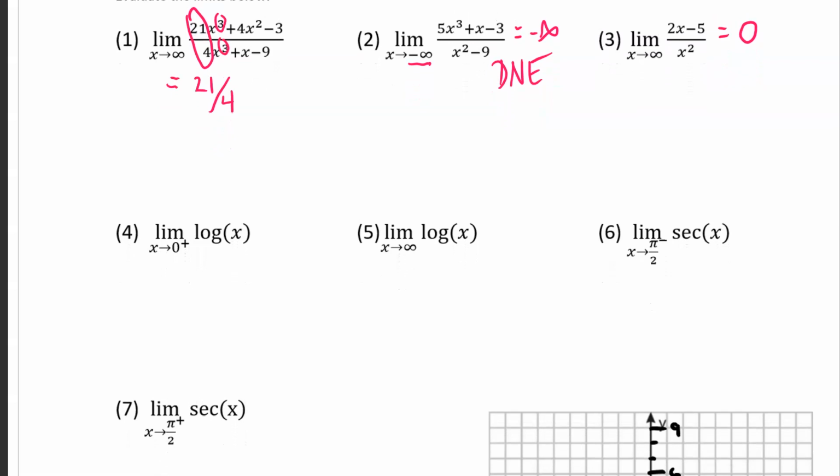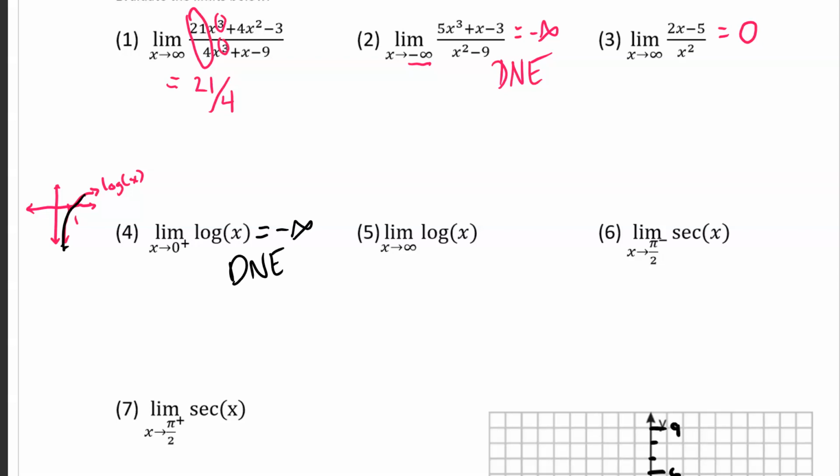Next, we're talking about the log function, so we should remember what that function looks like. It looks like this. It's got a vertical asymptote of the y-axis. So if we're approaching 0 from the right, that would mean we're going down here, and we go down forever, so that would be negative infinity, or it does not exist.